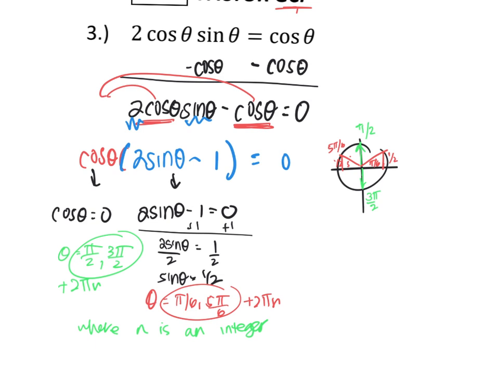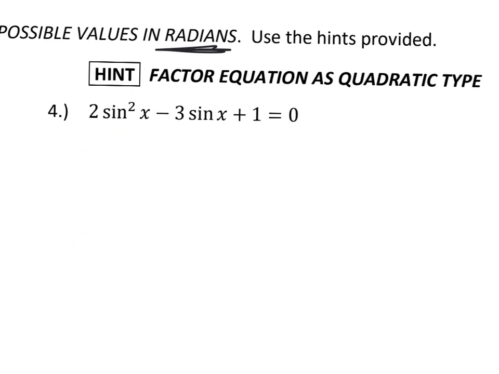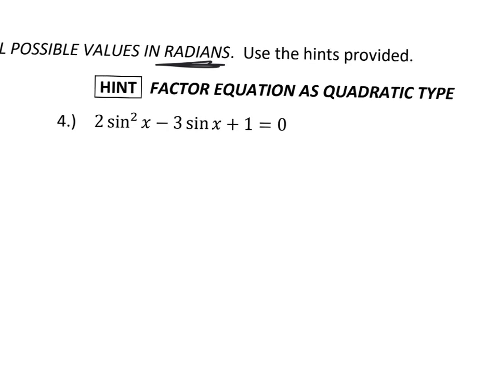All right, next problem. We're going to factor an equation as a quadratic. There are a few ways to do this. You could just factor it straight up, or you could create an easier problem, substitute x for your trig function, and then it becomes an algebra 1 factoring problem. And then at the end, you can substitute back sine x. So you do not have to do this.